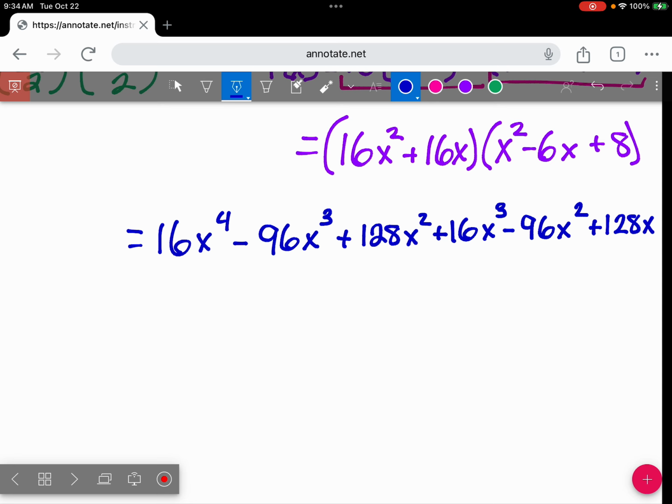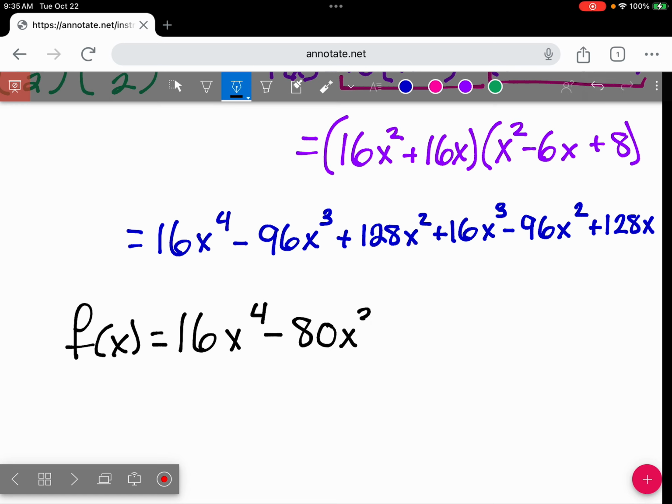But now we're going to combine our like terms to get our final answer for our f of x. So what is our function rule here? 16 what? X what? X to the fourth minus 80x cubed. Forgot the 0. There we go. Plus our 32x squared. And 128x.